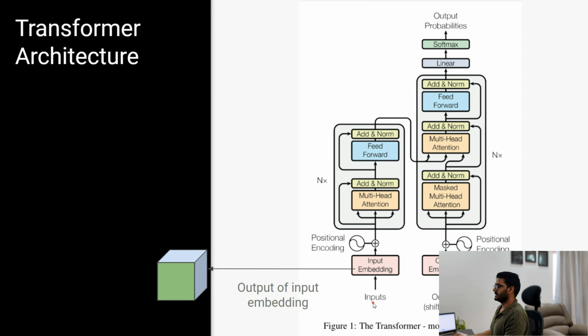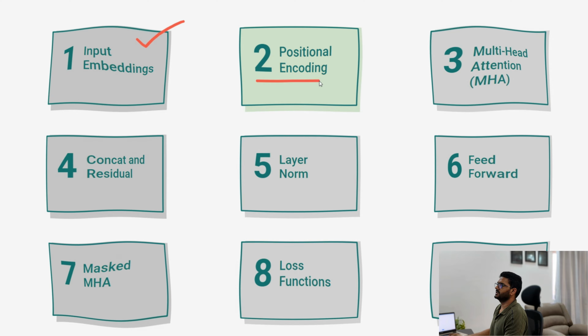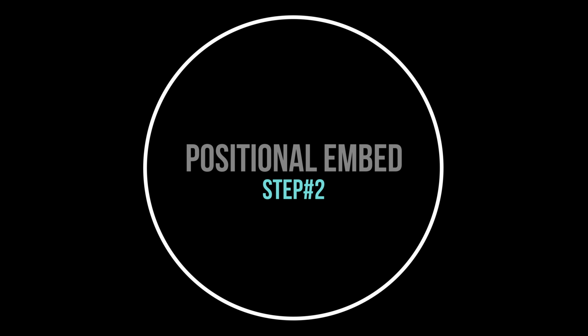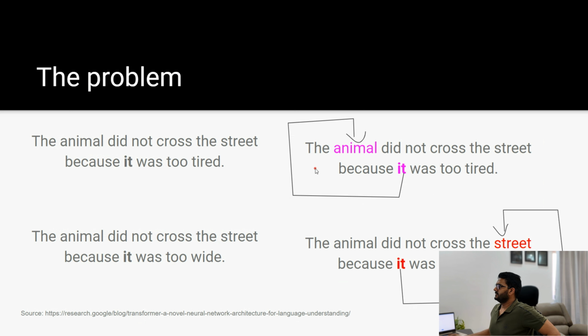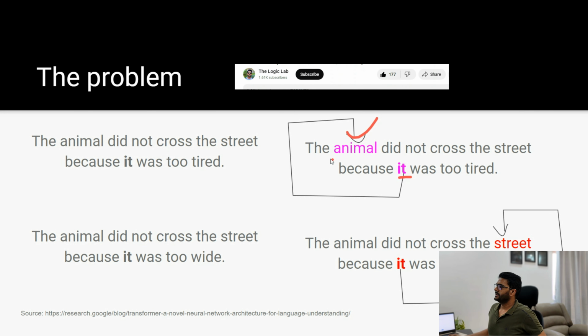After we have passed our inputs through input embeddings, we get an output which looks like this. Now the second thing is positional encoding. Look at this statement one more time: the animal did not cross the street because it was too tired. The model needs to understand that "it" refers to the animal. Therefore, it also needs to understand which position each word holds in the current statement.